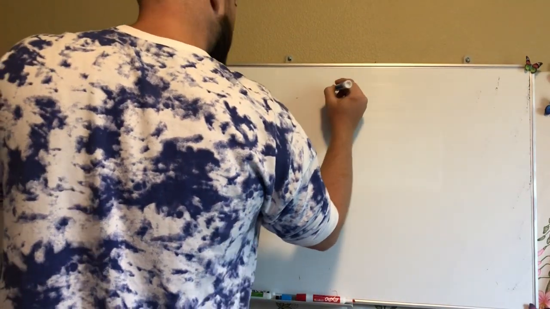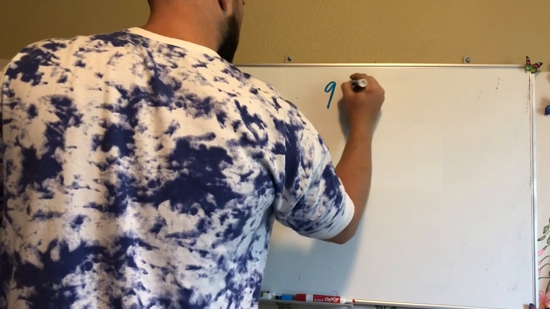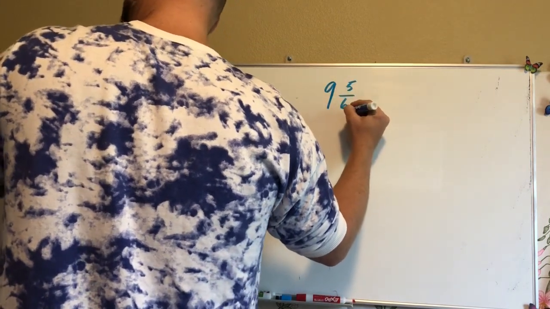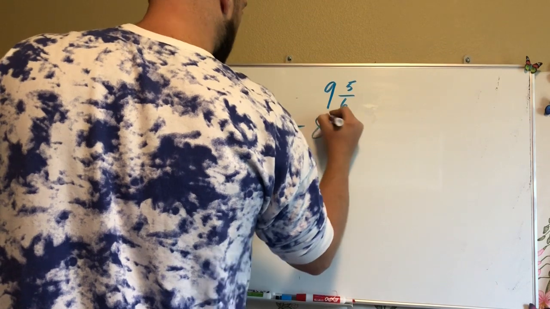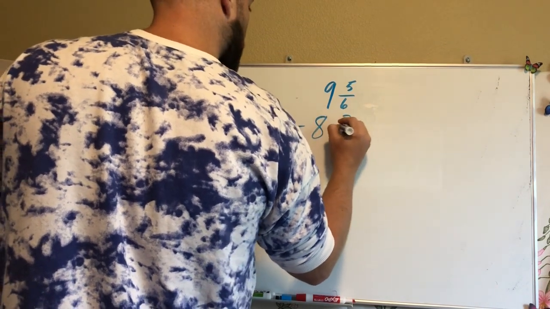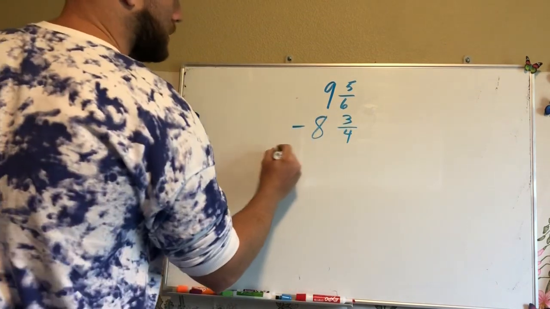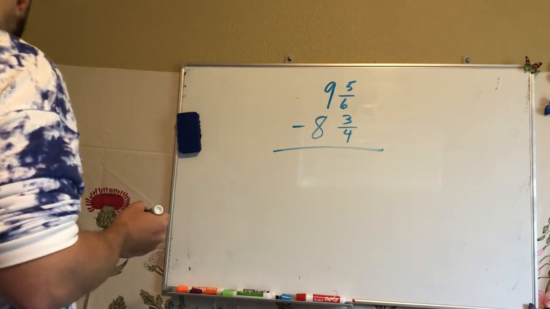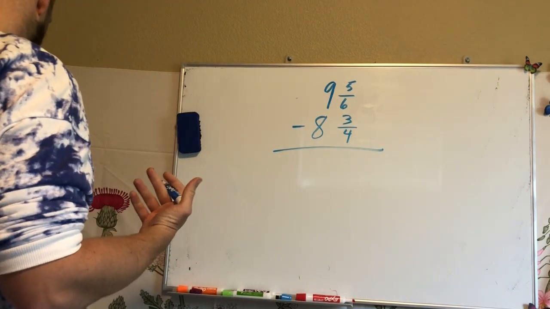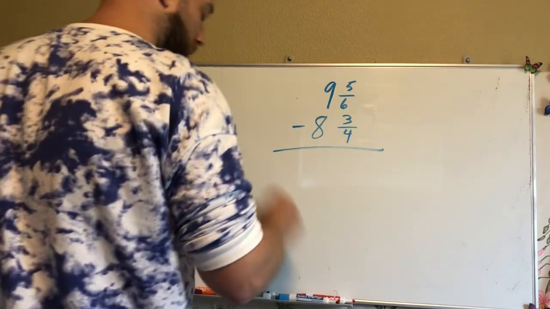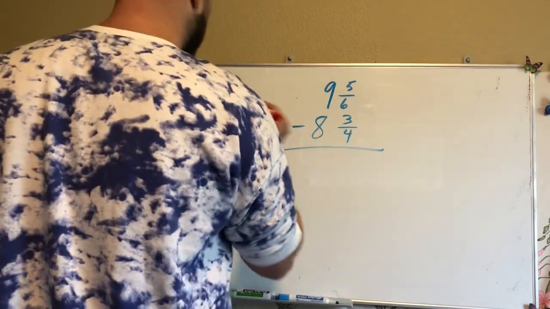You have 9 and 5/6 minus 3/4, 8 and 3/4. So, again, denominators aren't the same.